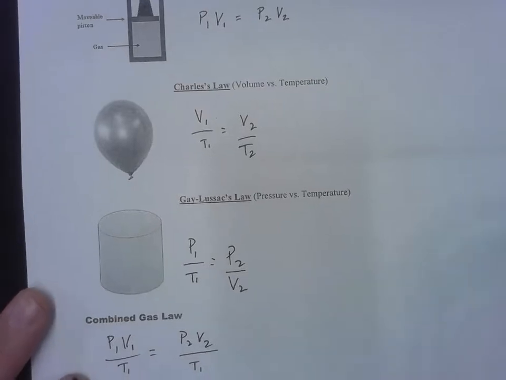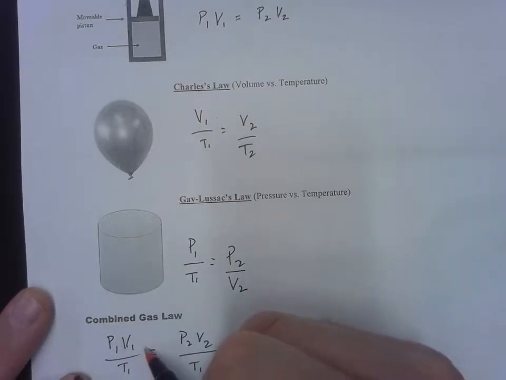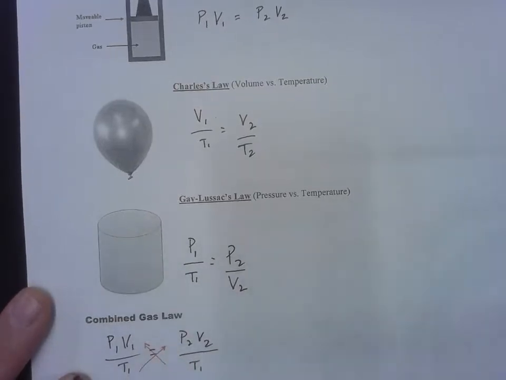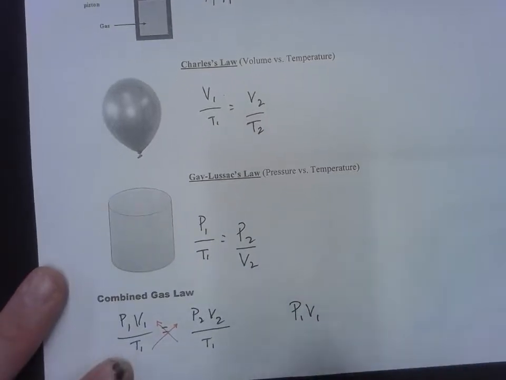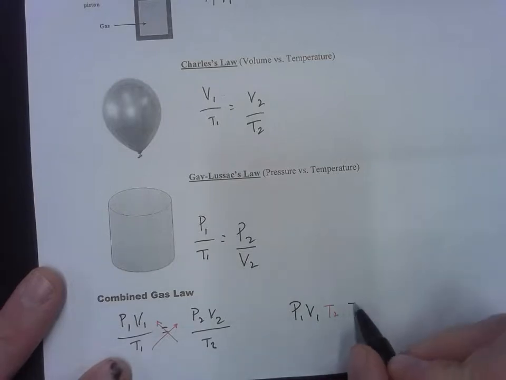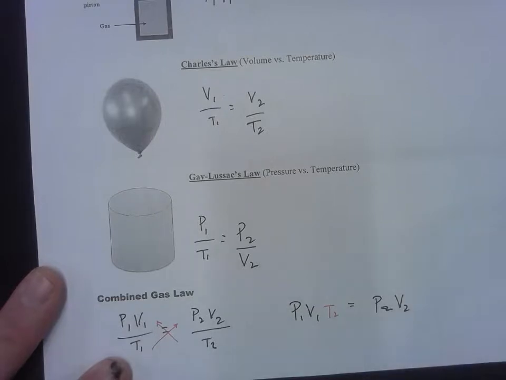Okay, and further we can cross multiply like such, and we end up with P1 V1 T2. Oops, sorry, that's a T2. Fix that, please. P1 V1 T2 equals P2 V2 and T1.